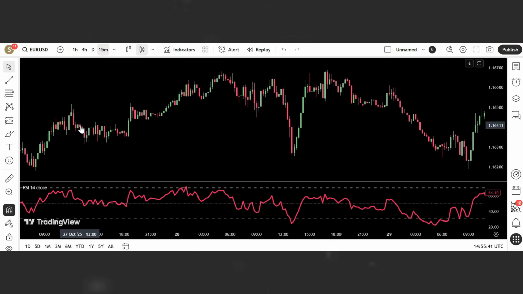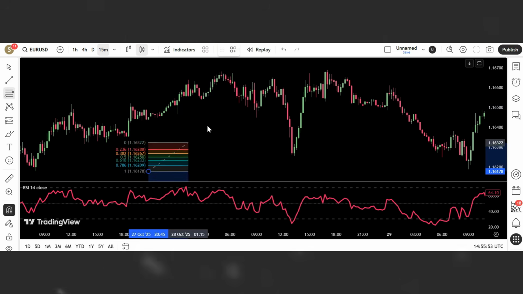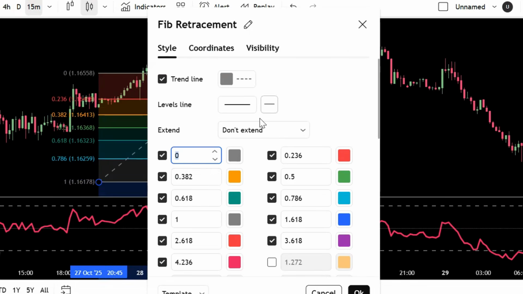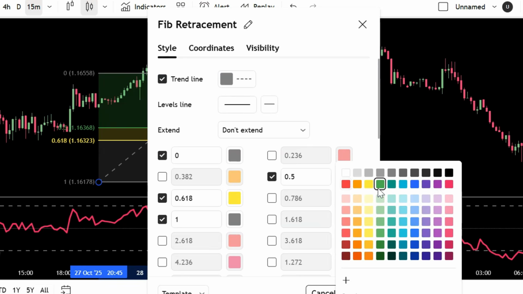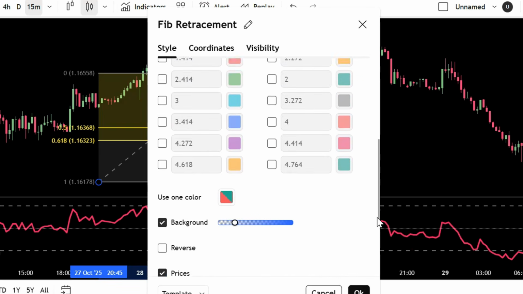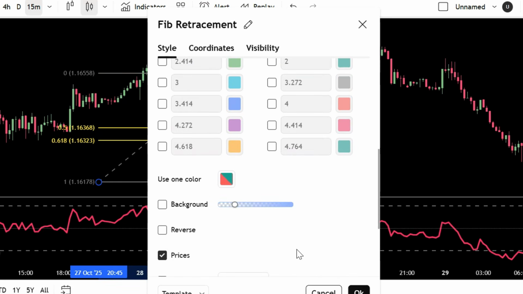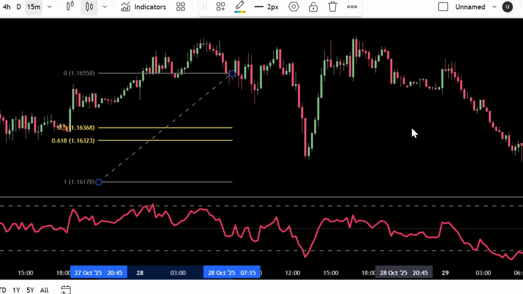Now it's time to set up the Fibonacci retracement tool. On the left toolbar, find the Fibonacci retracement icon. If you don't see it, it's usually the third icon down. Now draw it anywhere on the chart and open its settings. Keep only these levels: 0, 0.5, 0.618, and 1. You can uncheck the others. Change the color of the 0.5 and 0.618 levels to yellow. They are your golden zones. Perfect, now your chart is ready.